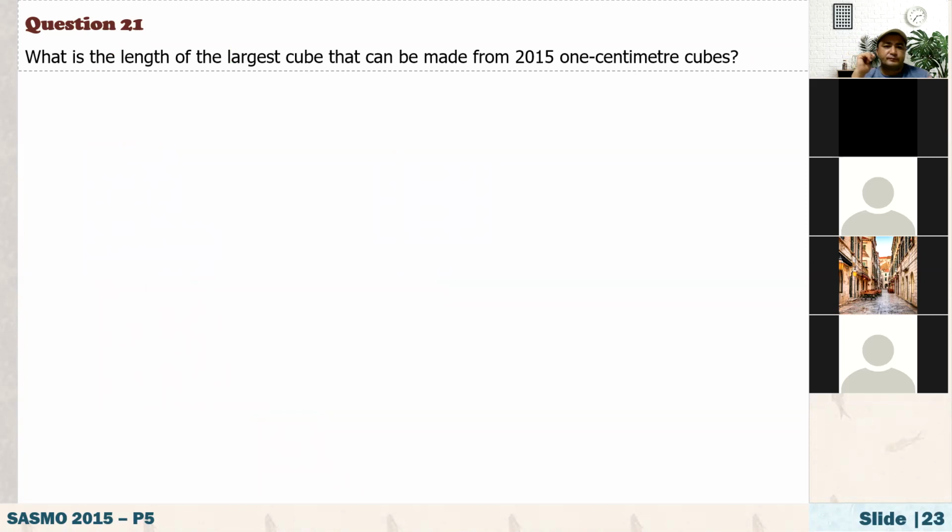All right. Read the question, Fikriye. Okay. What is the length of the largest cube that can be made from 2015 1 centimeter cubes? Did you understand the question?